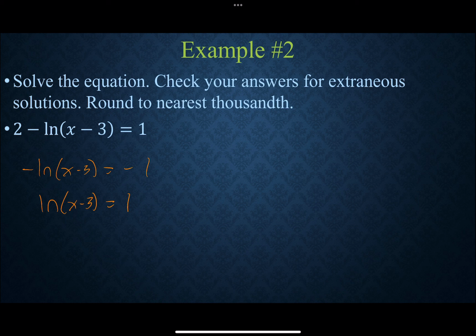And we always rewrite by using the base of the log to raise both sides to that power. So I'm going to do e to the ln of x minus 3 and e to the first. Because e cancels ln, so it's just x minus 3, and e to the first is just e. So x equals e plus 3, which, using our calculator, gives us a decimal value of 5.718.